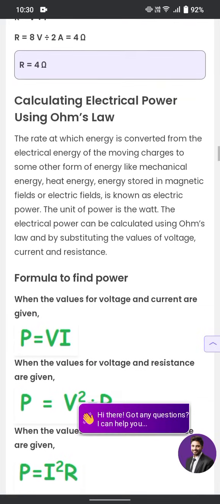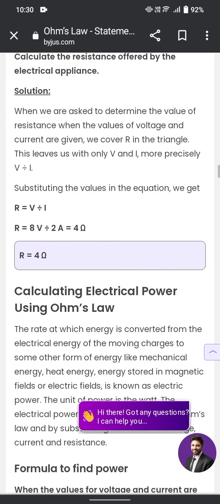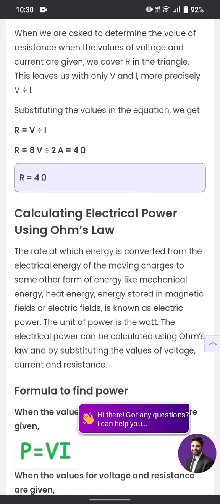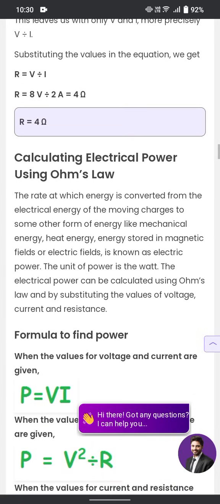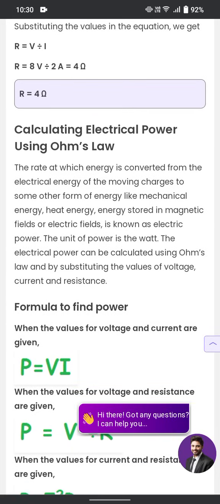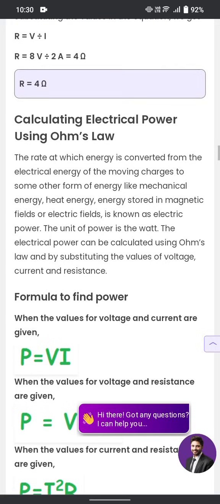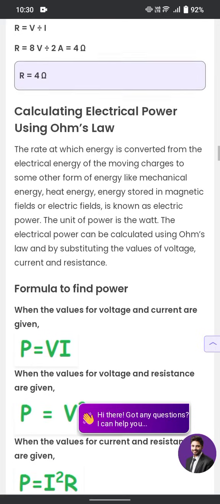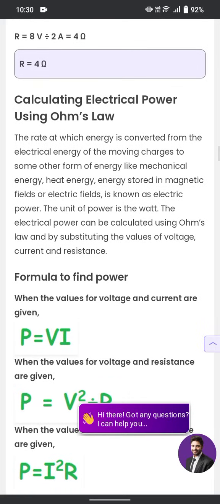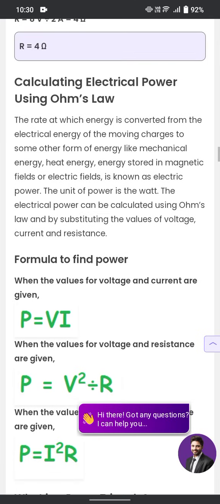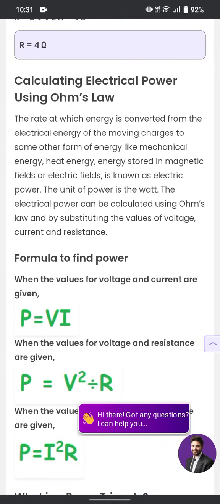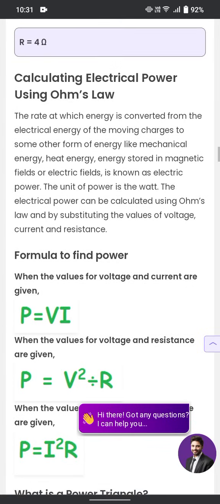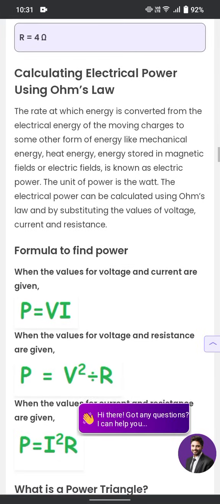Calculating electrical power using Ohm's law. The rate at which energy is converted from the electrical energy of a moving charge to some other form of energy, like mechanical energy, heat energy, or energy stored in a magnetic or electric field, is known as electrical power. The unit of power is watt. The electrical power can be calculated using Ohm's law and substituting the values of voltage, current, and resistance in the formula to find power.